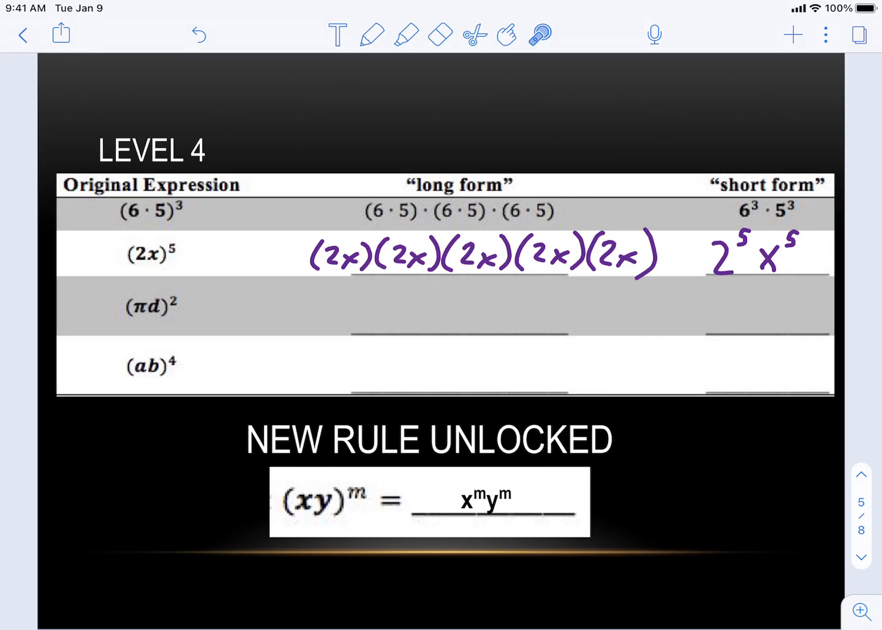And this is the one that students really tend to make mistakes on, is that they don't apply the 5th power to the 2. They only apply it to the x, and they say that this is equal to 2x to the 5th, when actually it's 2 to the 5th times x to the 5th, which is like 32x to the 5th.